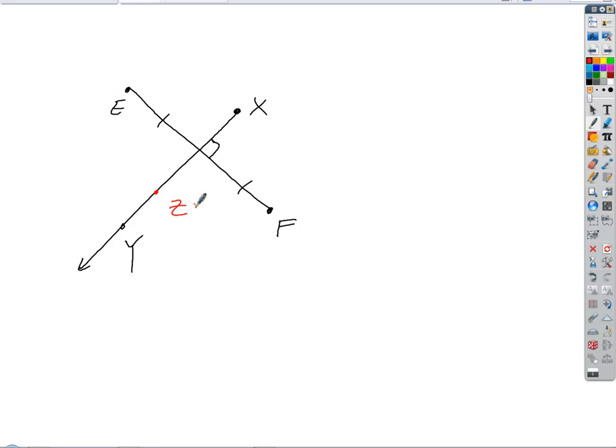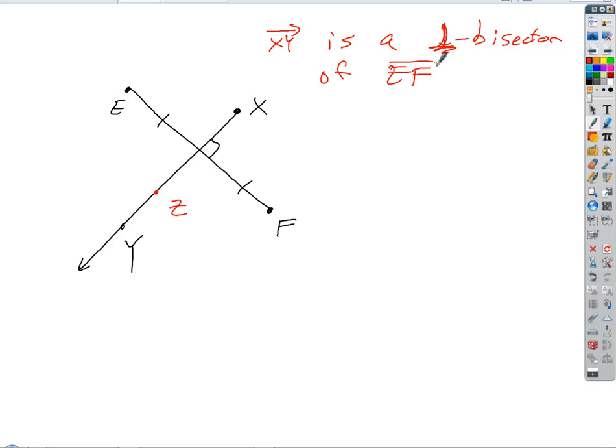Maybe, but there's no mark on there that tells me that. But I do know that it's on that. What can you tell me about ray XY? What is it, Mila? Say it again. It bisects perpendicularly, right? It is a perpendicular, that's our perpendicular symbol. Bisector of what? Segment EF, right? Okay, so then Z lies on that perpendicular bisector.